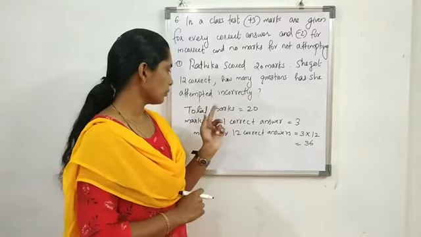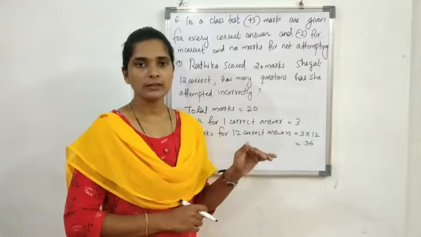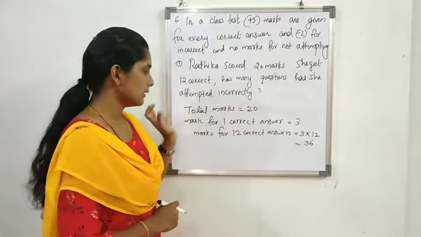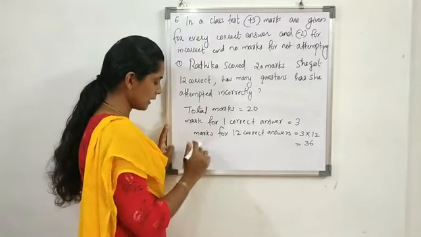But she scored only 20 in total. From the remaining answers, how many wrong answers are there is what we have to find. That is, the number of wrong answers, or the marks for the wrong answers.